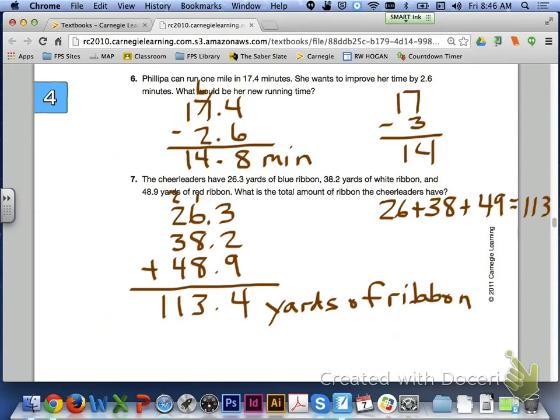Remember, we're lining up our decimal points. When we do that, that is going to make sure that each digit in every place value is lined up so that we can add and subtract correctly.